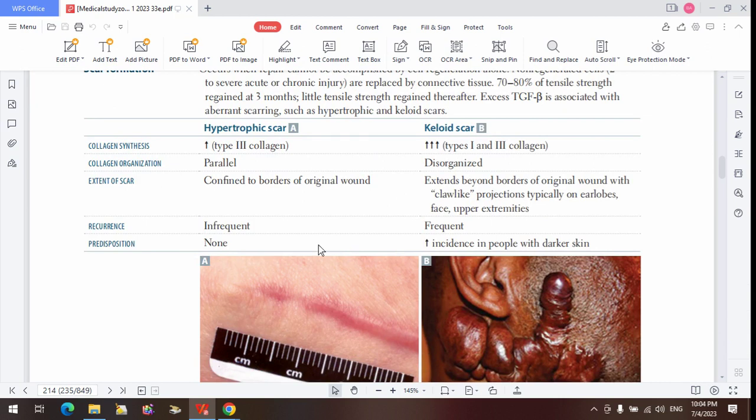So let us look at the type of collagen that both of them contain. Hypertrophic scar is more like an immature scar. It contains type 3 collagen only. It's immature.